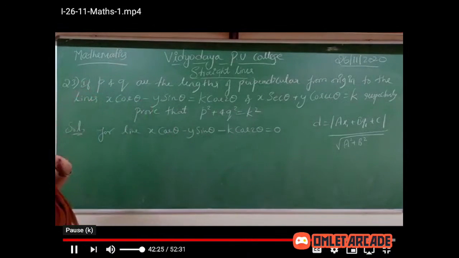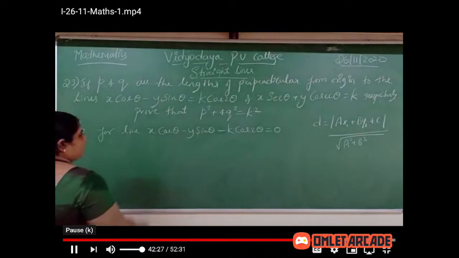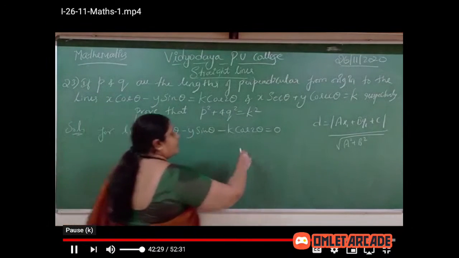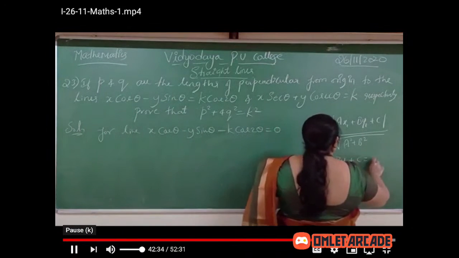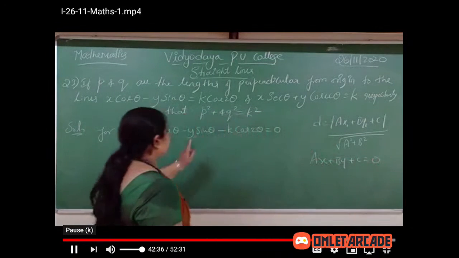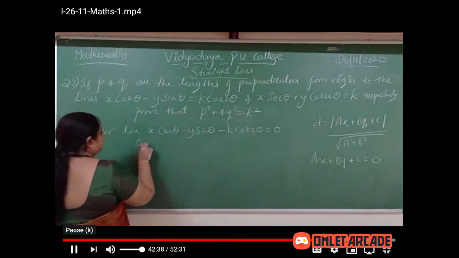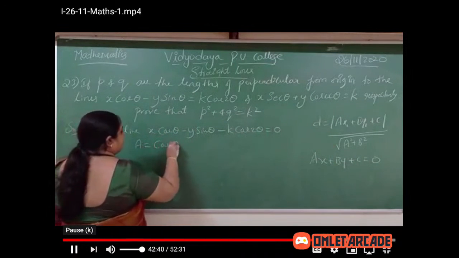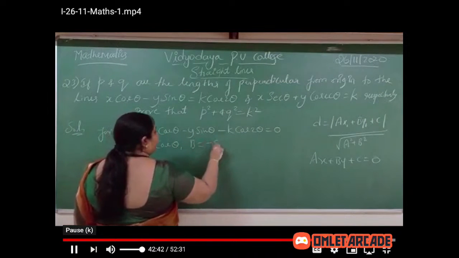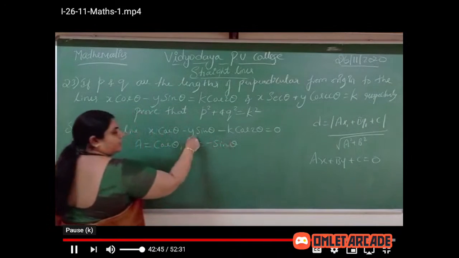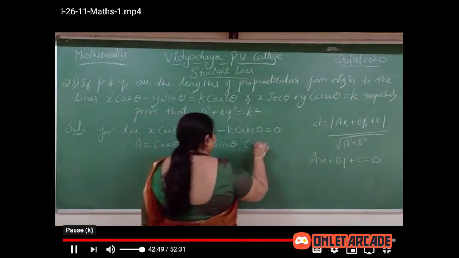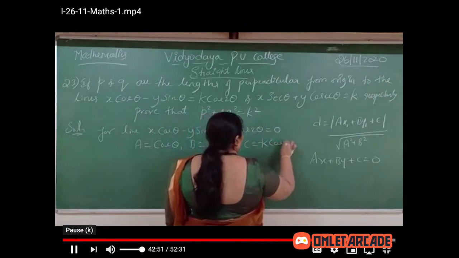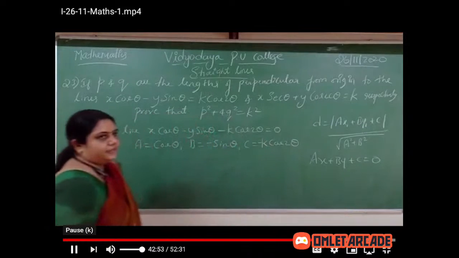p is given, p is what? p here. Isn't it? And when you see the equation, you just compare this equation with the general equation ax plus by plus c is equal to 0. Compare these two equations. Can you tell me the a value here? a is cos theta. b is minus sin theta, am I right? The coefficient of y is what? Minus sin theta, and c is minus k cos 2 theta, isn't it?